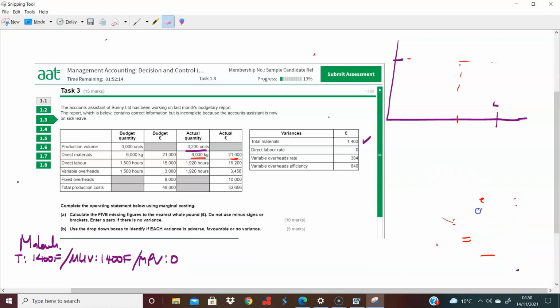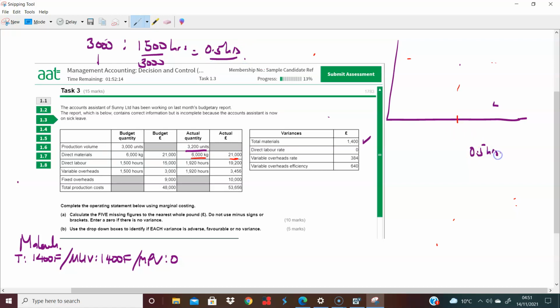Okay. Right, let's look at labor and walk through exactly the same process for labor. It means that we can always go back and put our figures in. So for labor, like I said here, you want to make 3,000 units and we require you to use 1,500 hours. So to make 1 unit, we are expecting you to use 1,500 over 3,000, which is 0.5 hours. That's the plan. So I'm expecting you to use 0.5 hours to make each unit of labor.